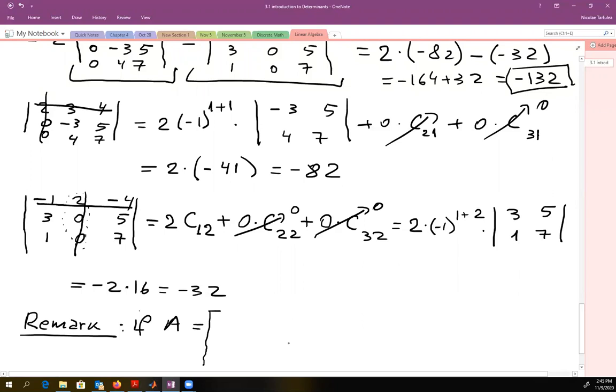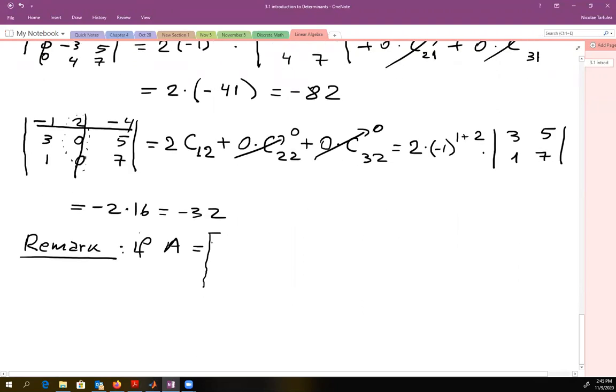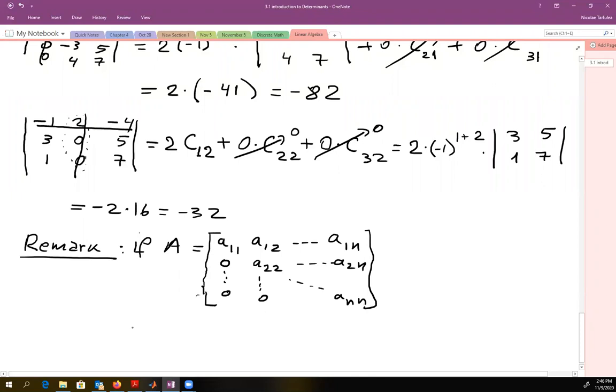So let's say we have an upper triangular matrix, meaning this element here is A11, then A12, A1n, and then you have zeros here. And then you have A22, A23, A2n, but then zeros above the main diagonal everywhere. And here is Ann. By using the definition of the determinant, the determinant of A in this case is just the product of the elements on the main diagonal.